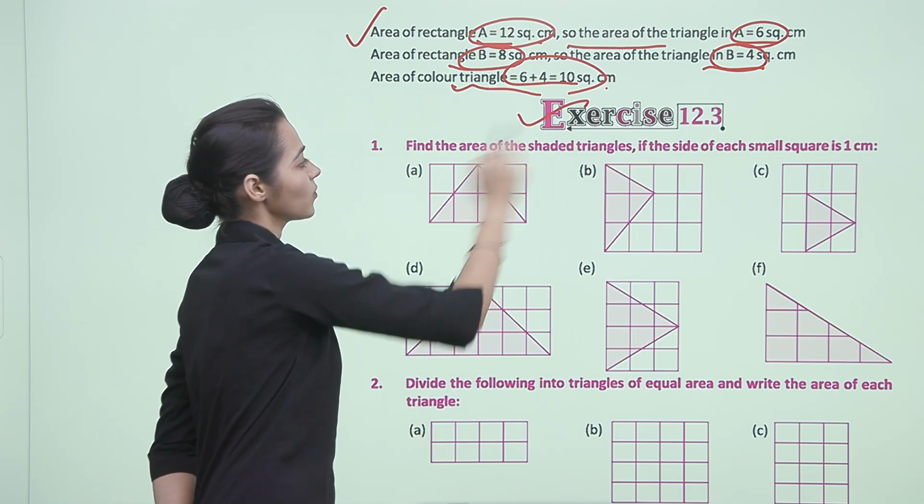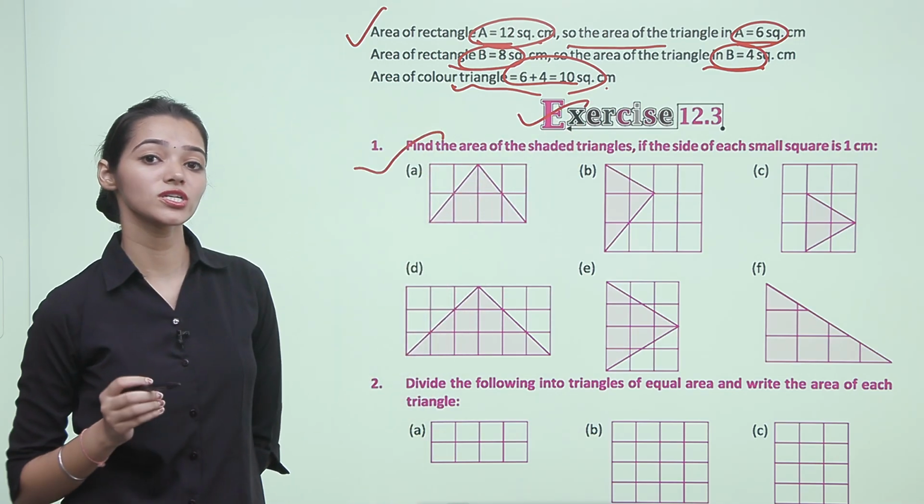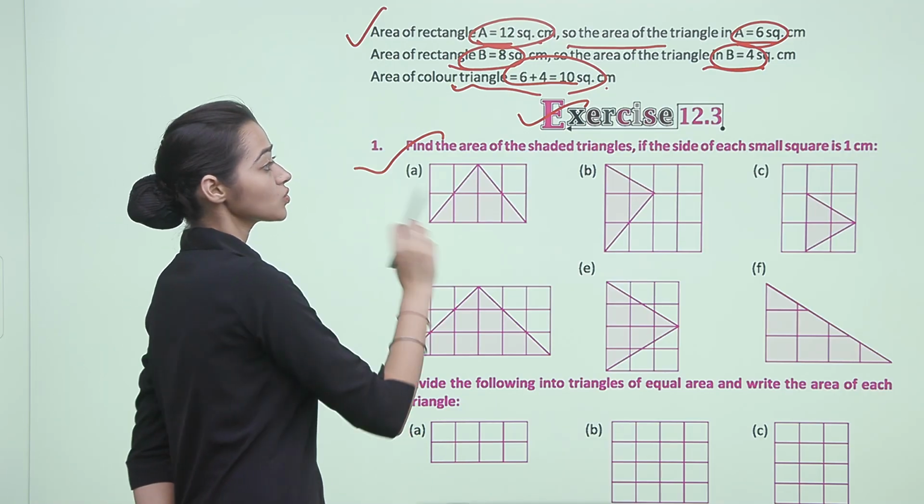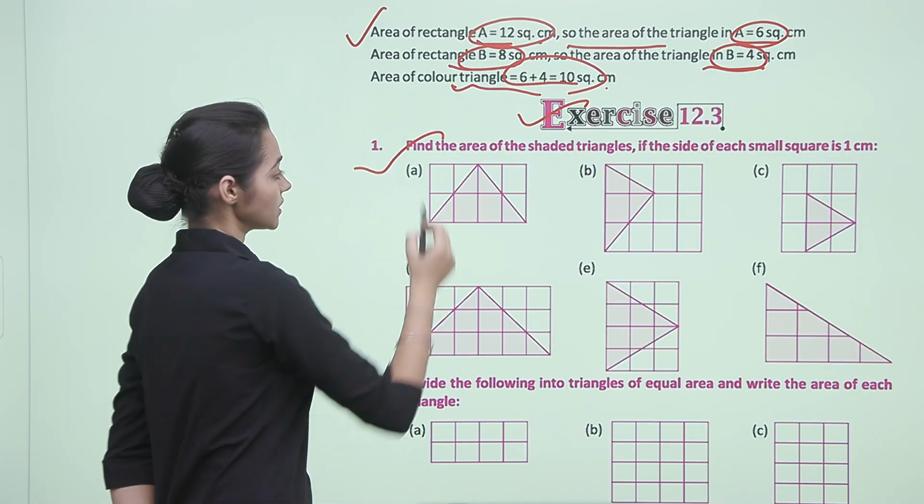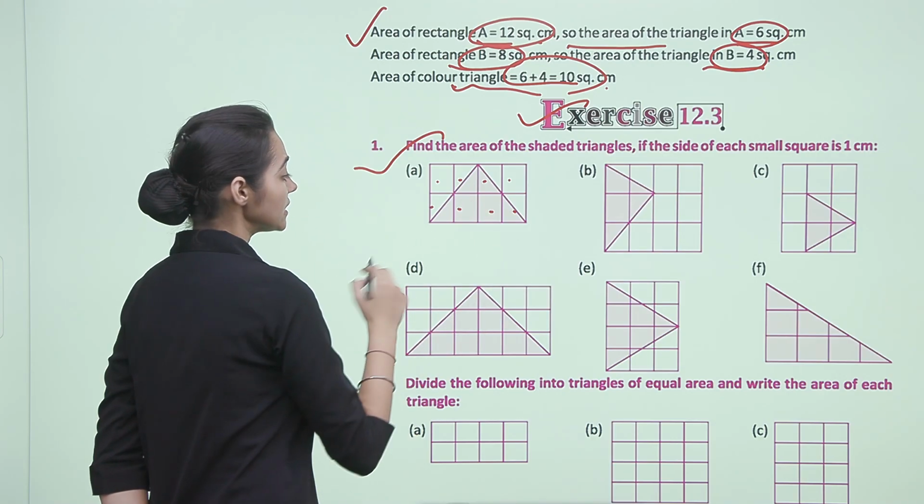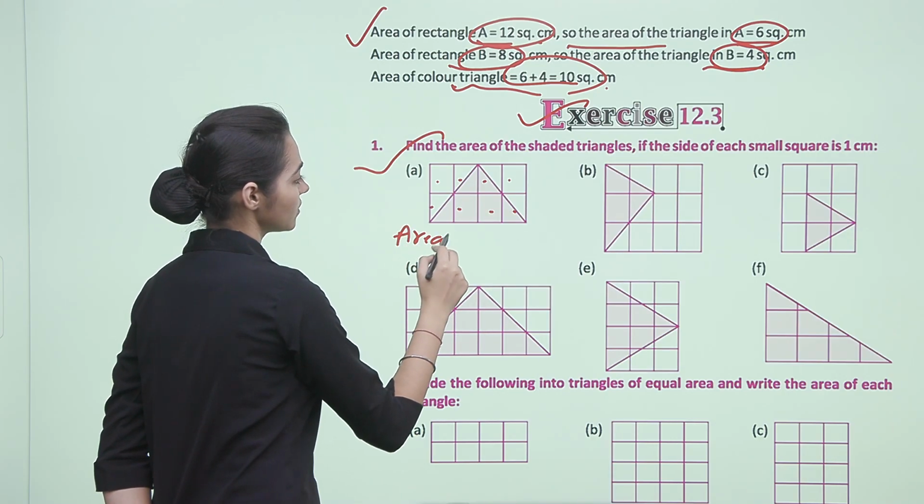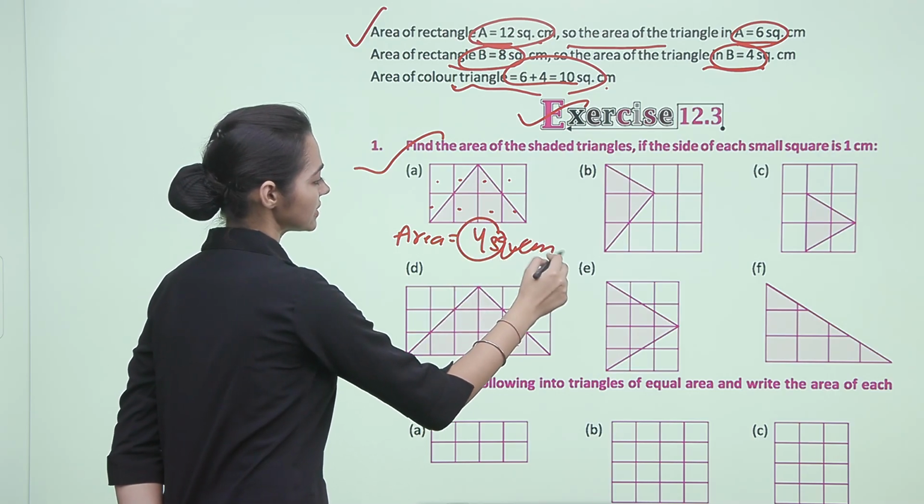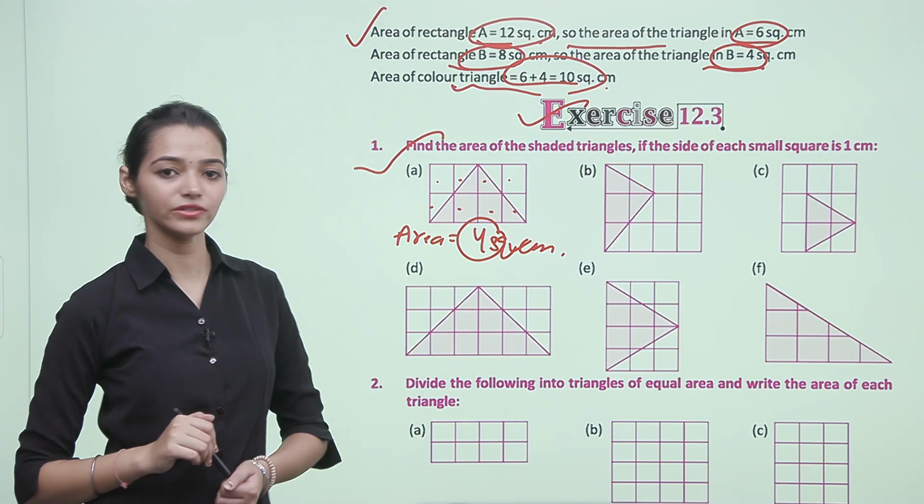Now let's start with exercise 12.3. In the first part we have to find the area of the shaded triangle if the side of each small square is 1 centimeter. So if the side of each square is 1 centimeter, this is 1, 2, 3, 4, 5, 6, 7, 8. And in this 8, our area will be 4 square centimeter. That's how you have to complete the remaining part.